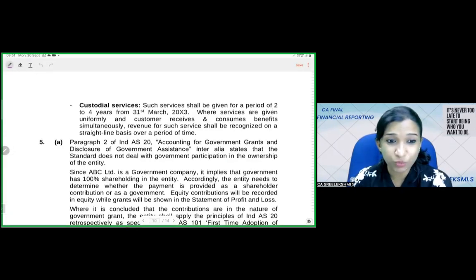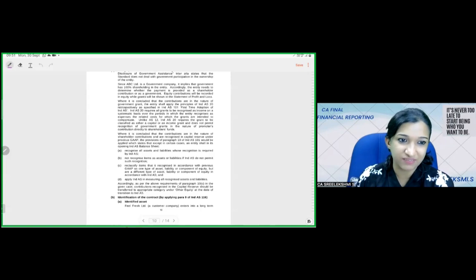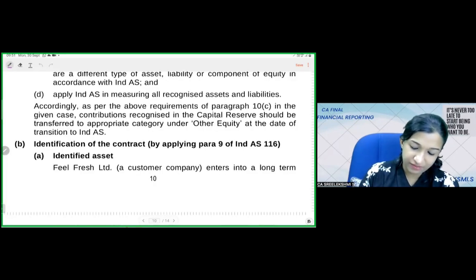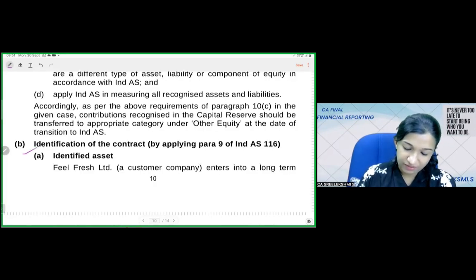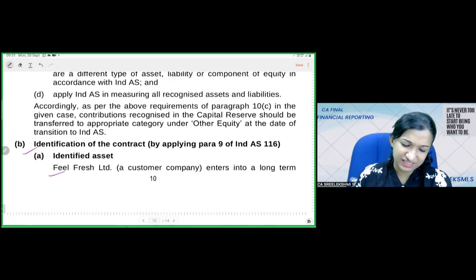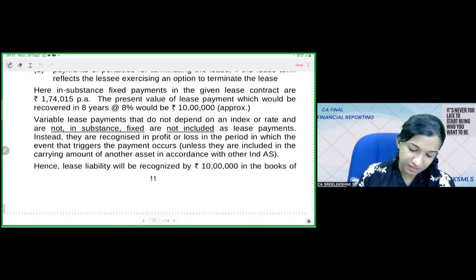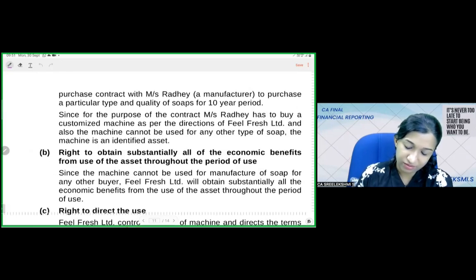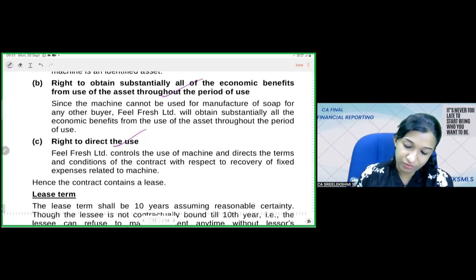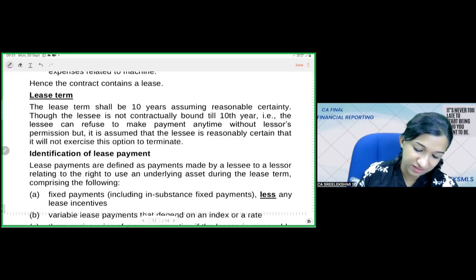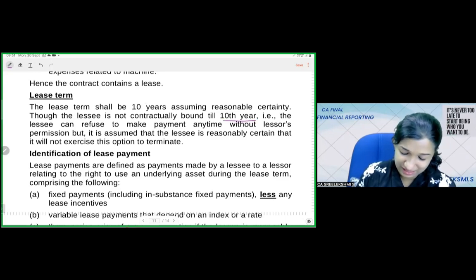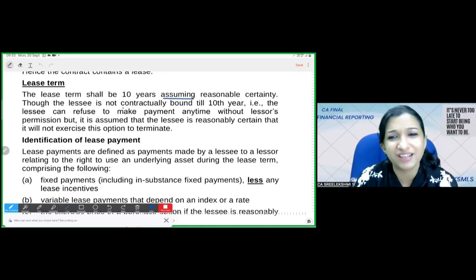Towards the end, just quickly, let's run through the answers given. So first, identification of contract. And then the detail that we are not reading. So right to obtain substantially all the economic benefits, right to direct. Contractually bound till the 10th year. It is assumed as reasonably certain, or they have taken the lease term as 10 years. Maybe they have written it like an assumption.